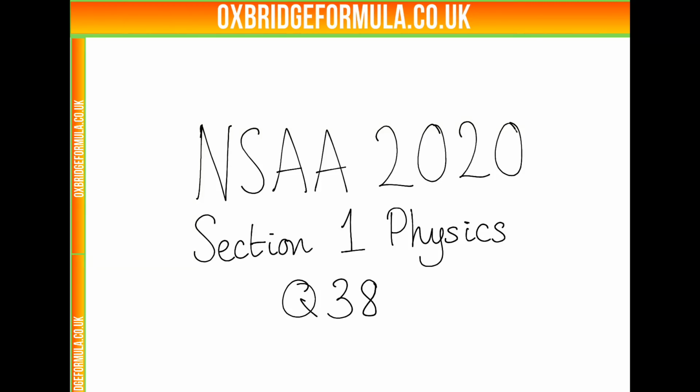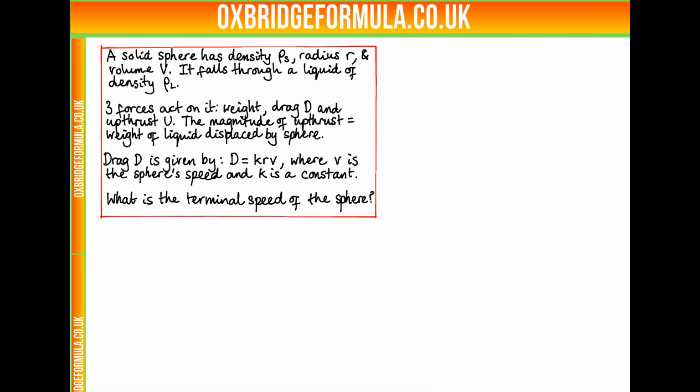This question is taken from the NSAA 2020 Section 1 paper, and it is question 38 of the Physics subsection. So we read, a solid sphere has density ρs, radius r, and volume v. It falls through a liquid of density ρl. Three forces act on it: weight, drag force d, and upthrust u.